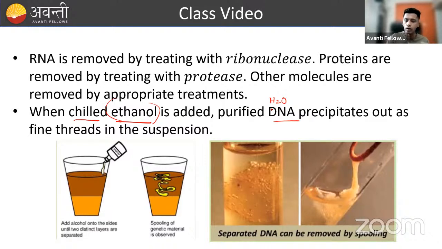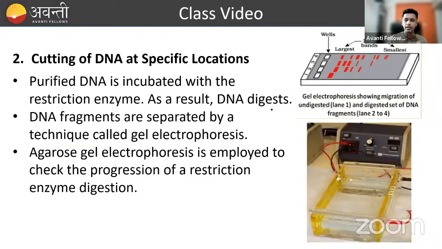Next, what we will do is a process called spooling, like this. As we keep on mixing and spinning, all the DNA will clump in one area, so we can just pull it out. Now we have isolated the DNA.